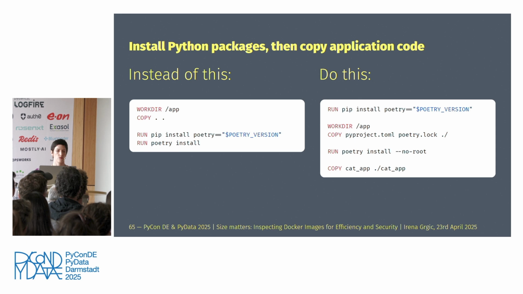So you see on the right-hand side what we're doing: we're first installing poetry. Then we're copying just the files needed by poetry. Then we are running a poetry install of dependencies. And in the end, we are targeting the copy only at the cat app directory. So on the left-hand side, we did copy everything. On the right-hand side, we're doing selective copying.